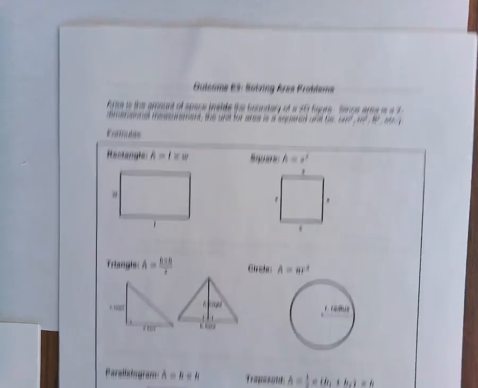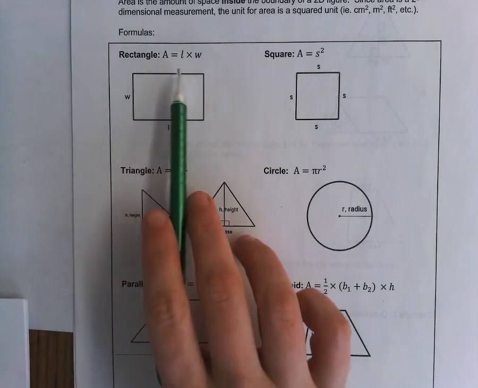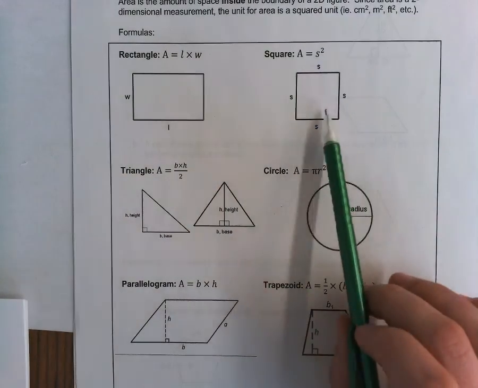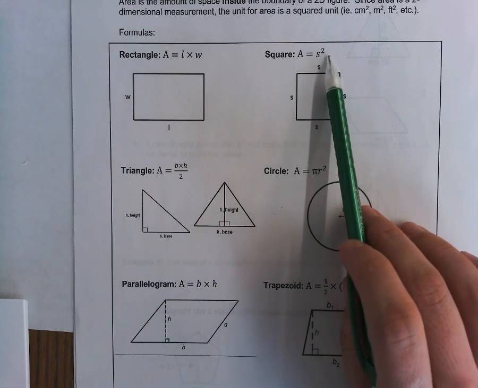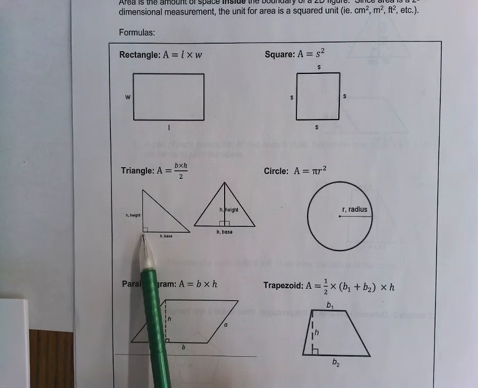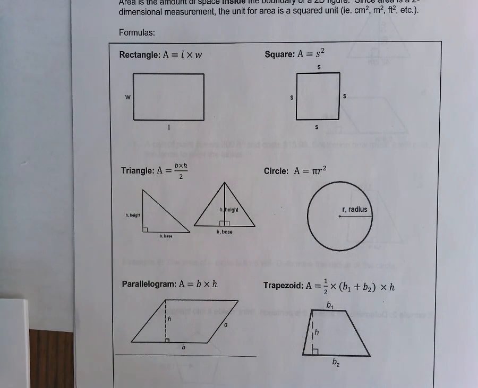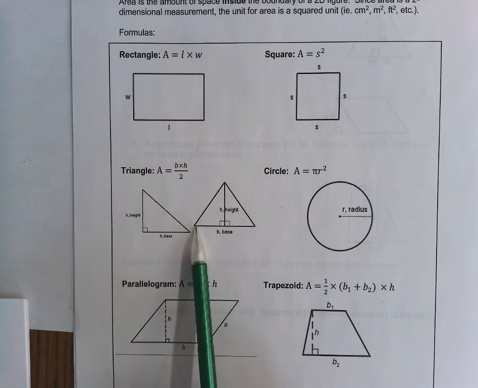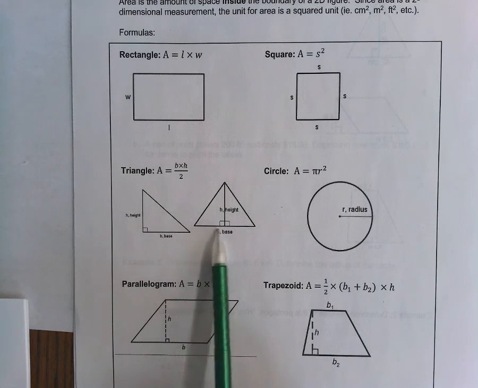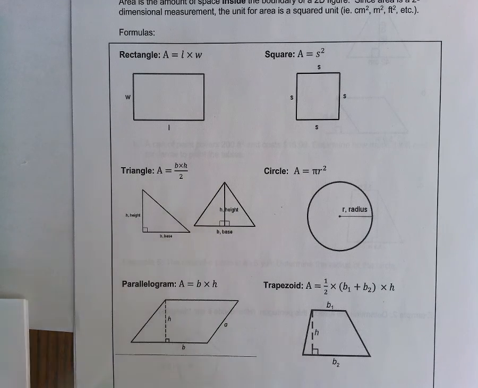So your formulas are all listed here for you. For a rectangle, we have length times width. For a square, it's just the side squared, or side times side. In a triangle, it's going to be the base times the height, then divided by 2. If the triangle looks like this, remember your height goes from the base up to the top. So you would do your base times your height and divide it by 2.